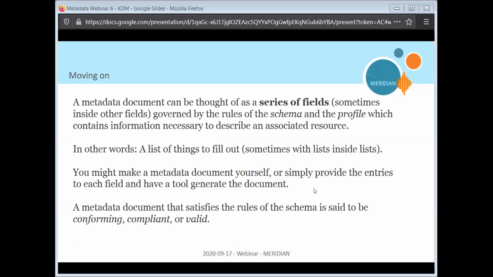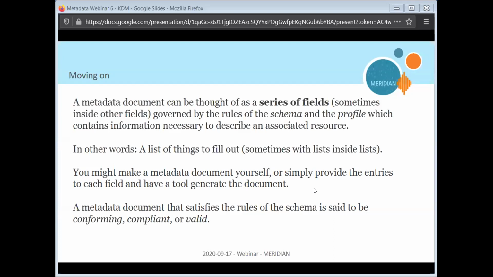So I think the easiest way to think about a metadata document, which is what I'm going to be trying to focus on from here, is that it is a series of fields or questions and answers governed by the rules of the schema and the profile, which contain all the information necessary to describe that associated resource. And then you can break that down, if you want to, into just essentially a list of things you fill out. You know, you have a list of questions from 1 to 20, and that is your metadata.